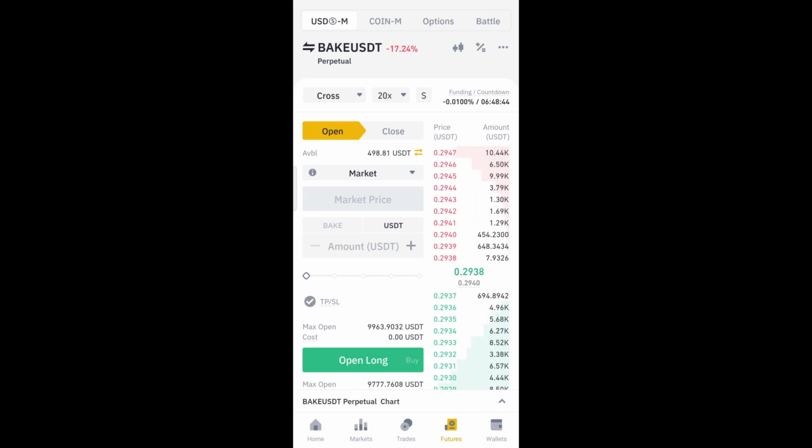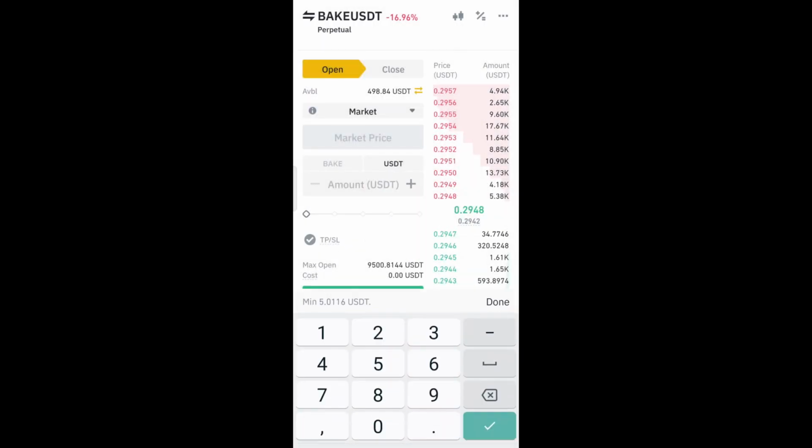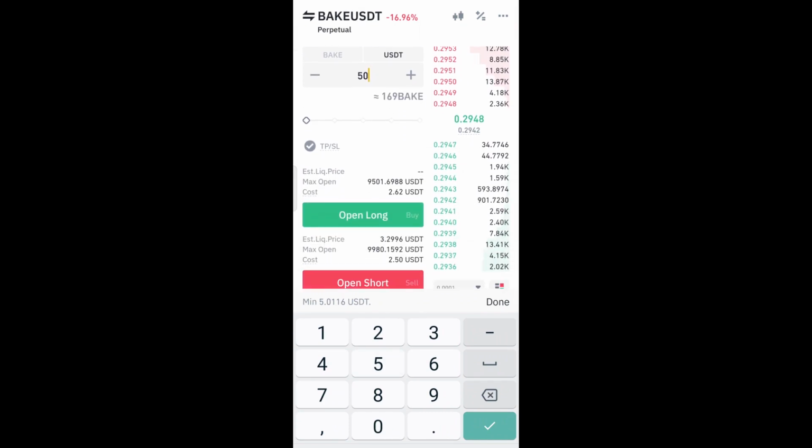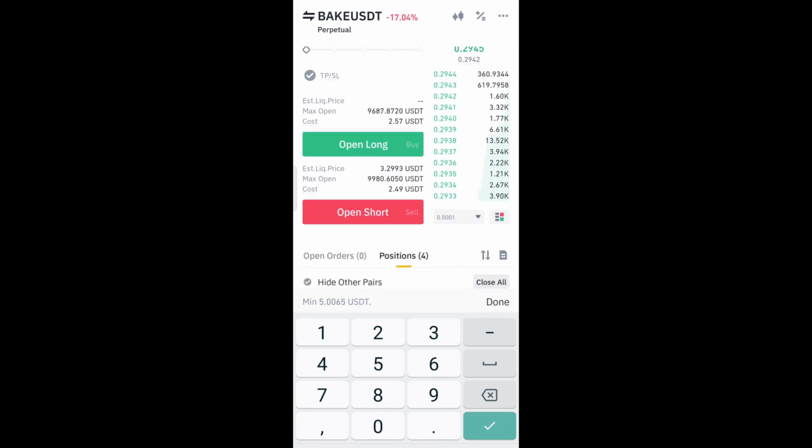Let's say I want to open. Make sure you press on open here, and then you can use market price. You can also choose limit. I mostly choose market. So you can put the amount. Here is the big amount, but usually I choose USDT. Let's say I want to put $50, and my actual cost is only $2, guys, because remember we are using 20x leverage. So I can just open short or open long.